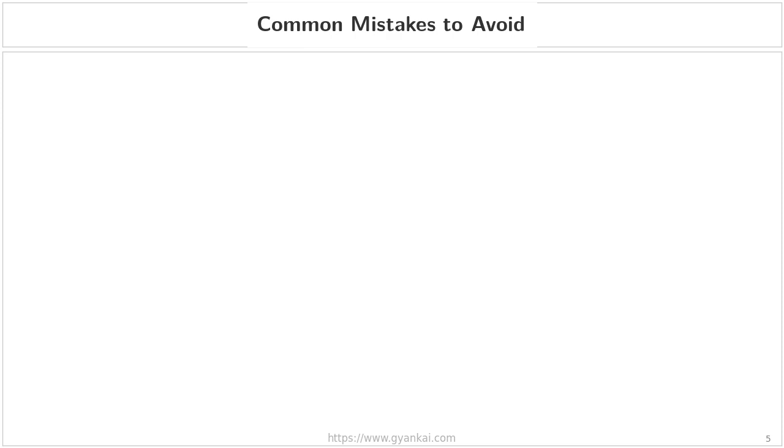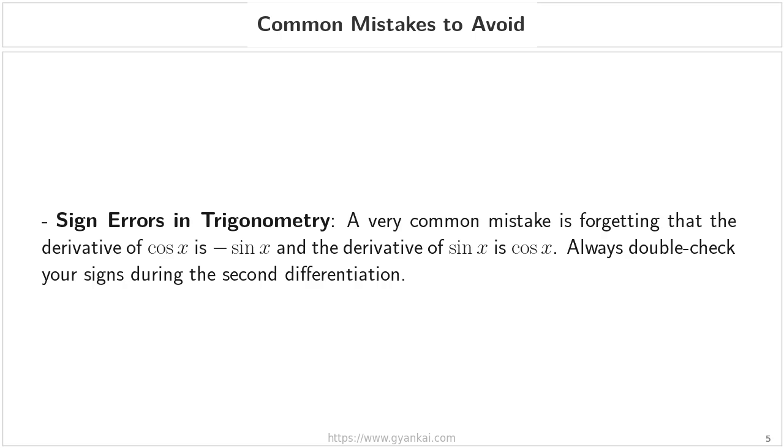Common mistakes to avoid. Now that we have walked through the detailed example, let us discuss some common pitfalls to ensure you avoid them in your own work. First, be very mindful of sign errors in trigonometry. A very frequent mistake is forgetting that the derivative of cosine x is negative sine x, and the derivative of sine x is cosine x. I strongly advise you to double-check your signs, particularly during the second differentiation step, as a single missed minus sign will prevent the identity from being verified.